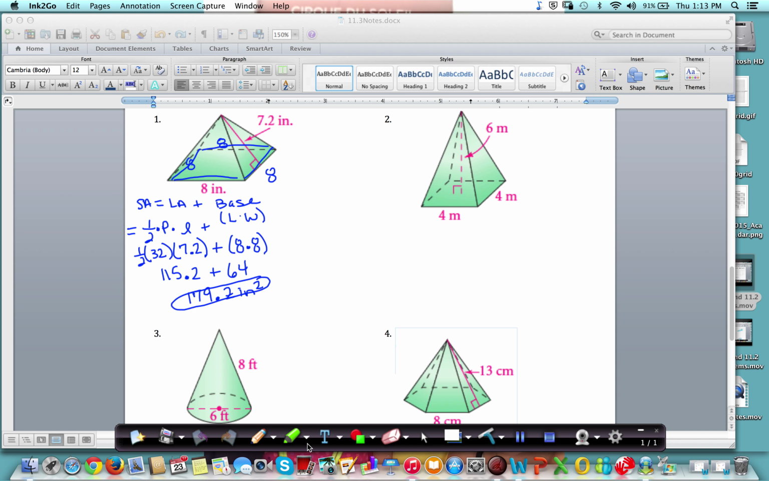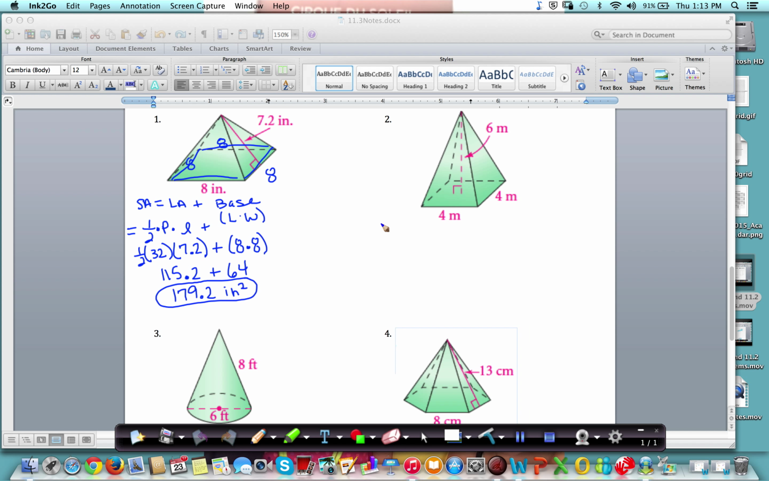I'm trying to get used to this new marker, and it's not always as easy as it appears. Let me try that again. So 179.2 inches squared. Let's see if I can not draw over it this time. There we go.